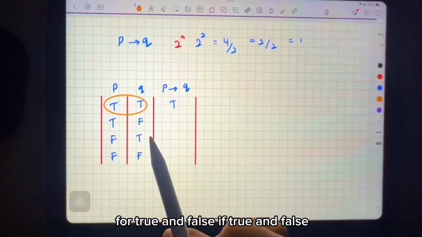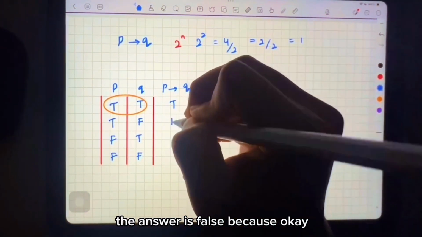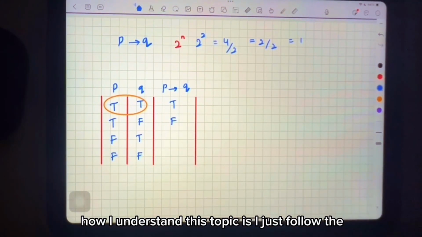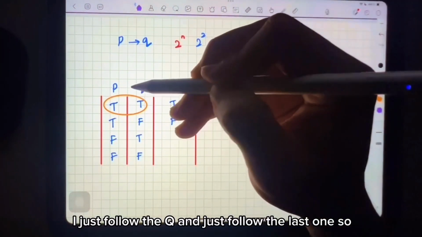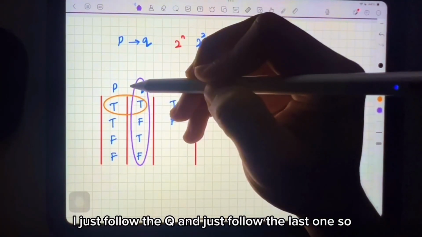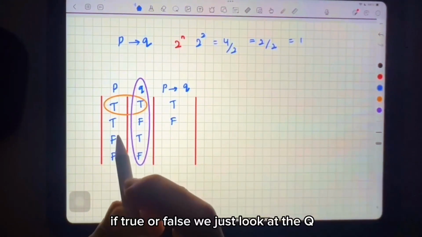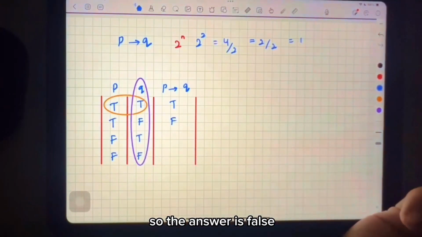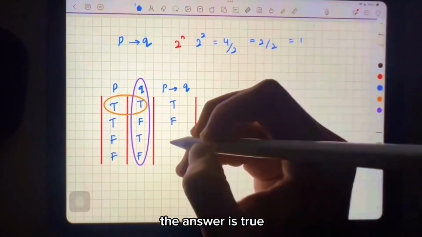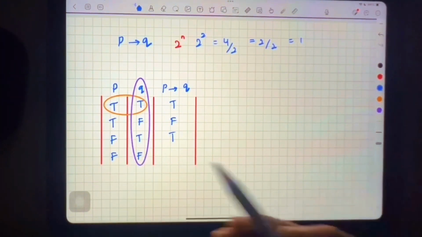For true and false, the answer is false, because, for how I understand this topic, I just follow the Q. I just follow the last one. So if true or false, we just look at the Q. So the answer is false. False and true, the answer is true. Yes. Okay, for false and false, it's the same.